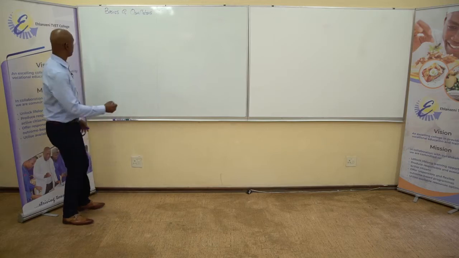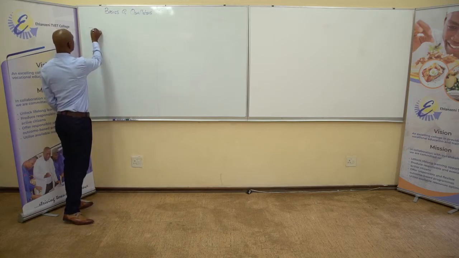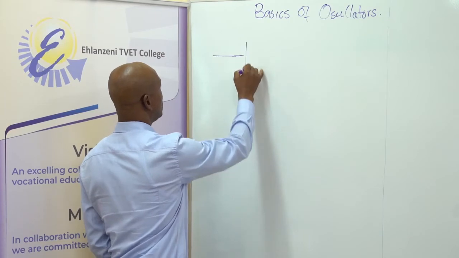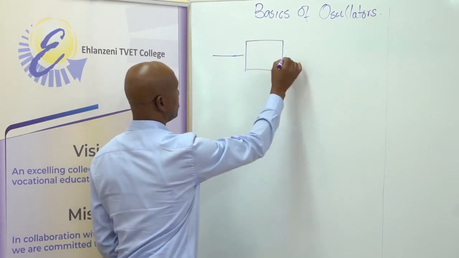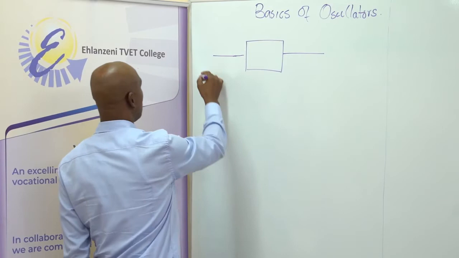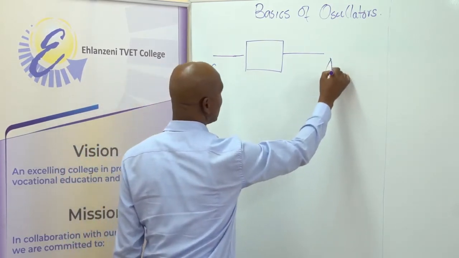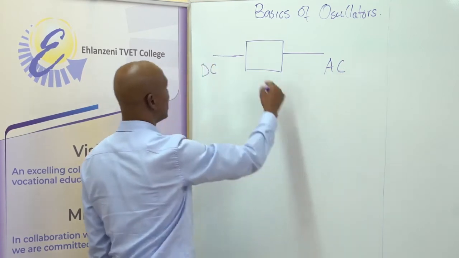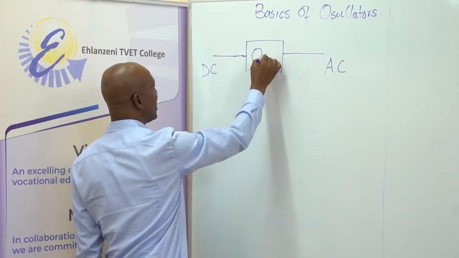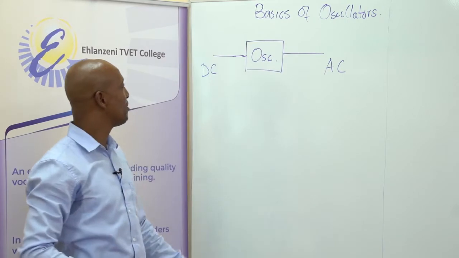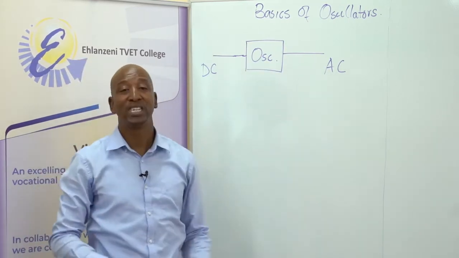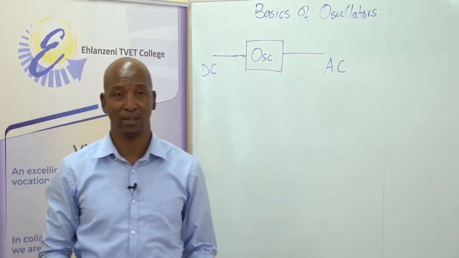In a block diagram, an oscillator can simply be described in a fashion like this, where we might have a DC input and the output being an AC. So here I will simply write OSC. Each time I write OSC, you know that it represents oscillators.